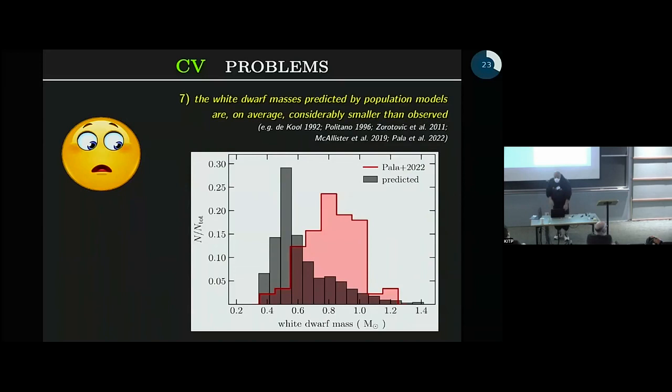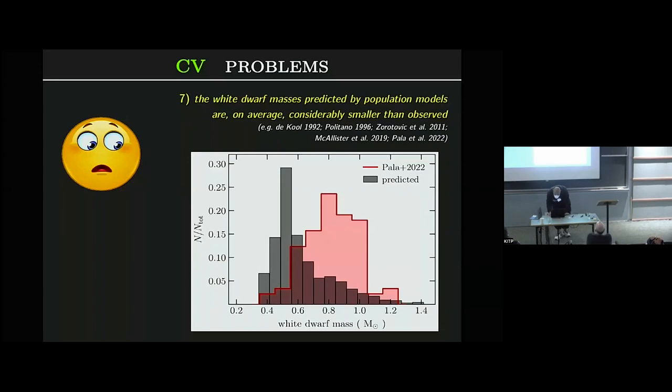And the final problem I would like to mention is the white dwarf mass distribution. From the observations, most of them have masses greater than 0.6. But in the prediction, in the population model, we have quite the opposite. Most have masses below this. So this is definitely not consistent with observations, and this can be used as a constraint as well.